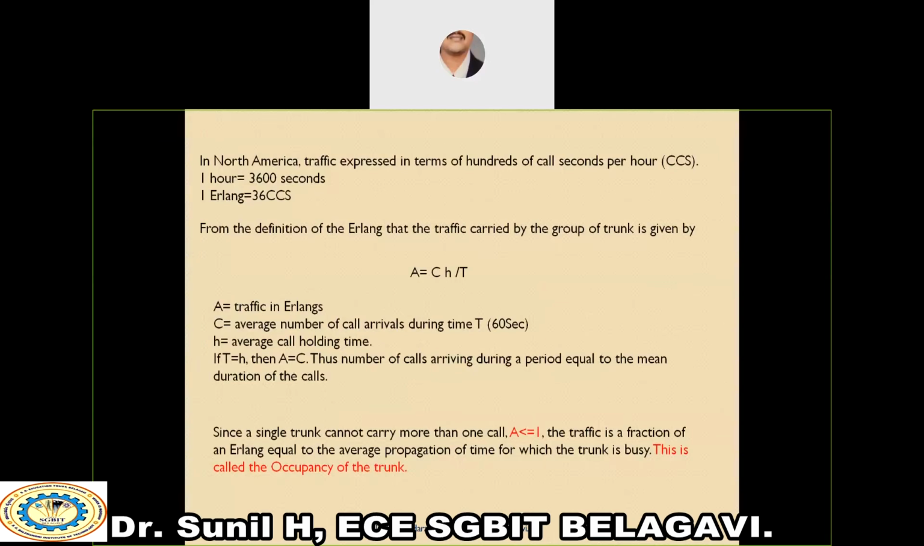Now, if this is right, then the traffic is a fraction of an Erlang, equal to the average proportion of time for which the trunk is busy. This is called the occupancy of the trunk. For example, if A is less than or equal to 1, because of that condition, we call it what? Occupancy of the trunk.